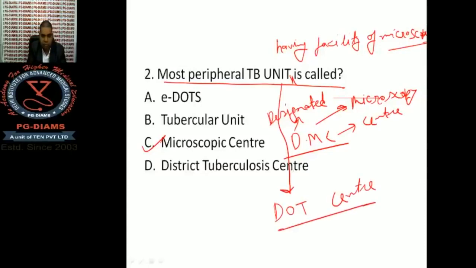Okay. But if the question is most peripheral TB unit having facility of microscopy is asked, then the answer will be designated microscopy center or DMC. Okay, having facility of microscope, then DMC. Most peripheral TB unit is dot center. Clear? If they ask most peripheral TB unit, the answer will be dot center. If they asked most peripheral only dot center, not E dot center, then if they ask most peripheral TB unit having facility of microscopy, the answer will be designated microscopy center, DMC.